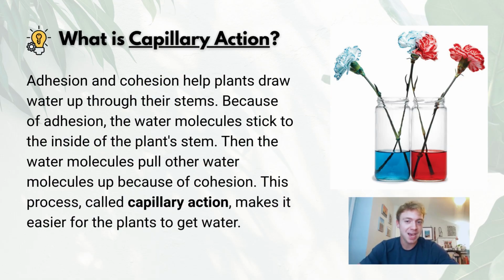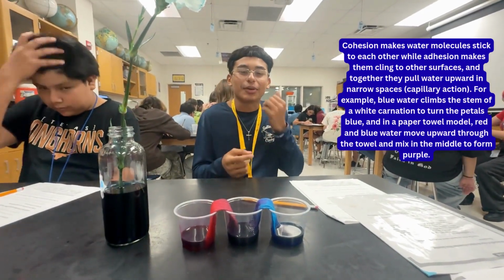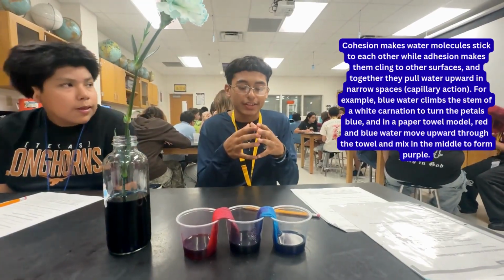Now, lastly, we have capillary action. This is when adhesion and cohesion work together. And a great example of this is how water gets to plants. Because of adhesion, the water molecules stick to the inside of the plant stem. Then the water molecules are pulled up because of cohesion when the water sticks together. And this entire process, which is capillary action, makes it easier for plants to actually get water. When cohesion and adhesion work together, we have capillary action.